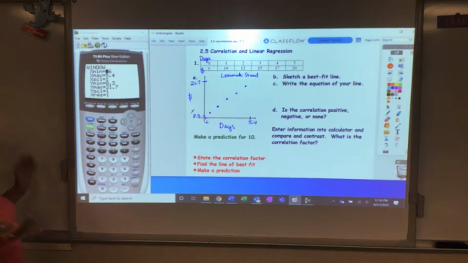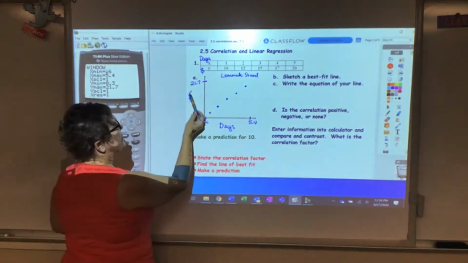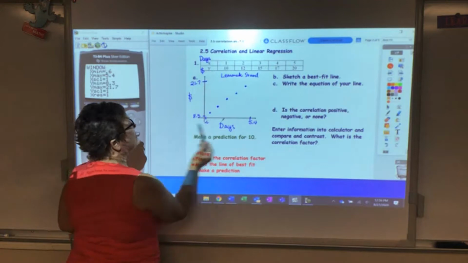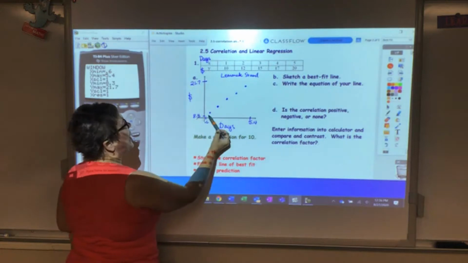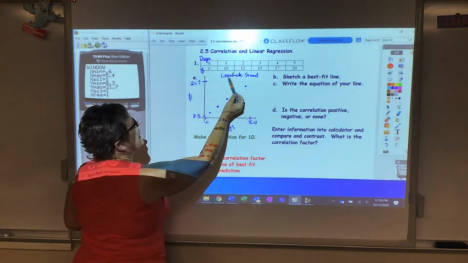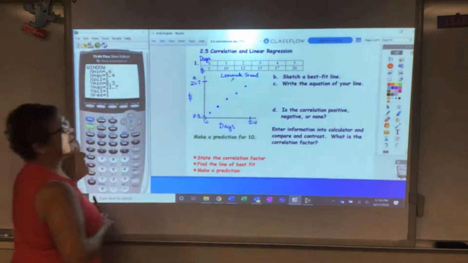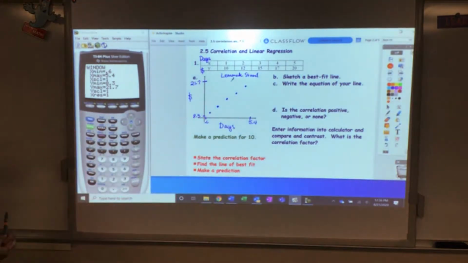All right, so there's my scatter plot. I have my X's and Y's labeled. I have my X's and Y's incremented. I have my scattering of points, and I have labeled what it is. All of those things are necessary for a true scatter plot.